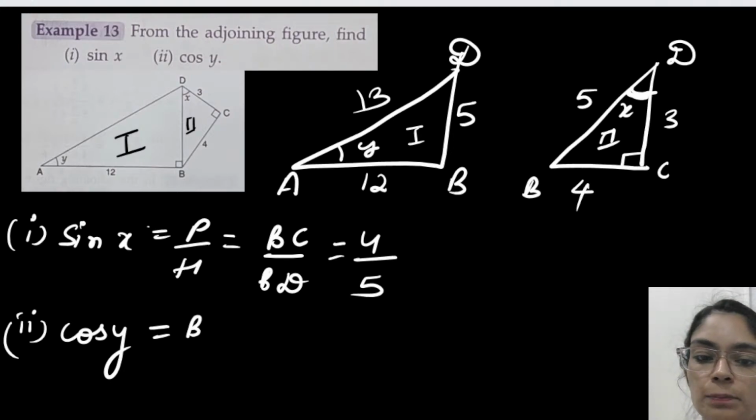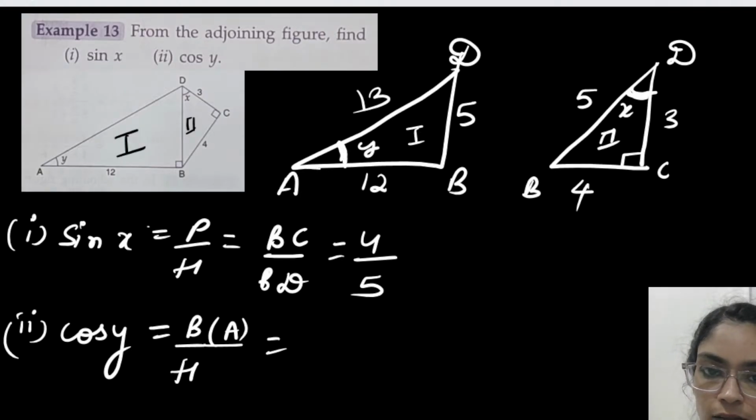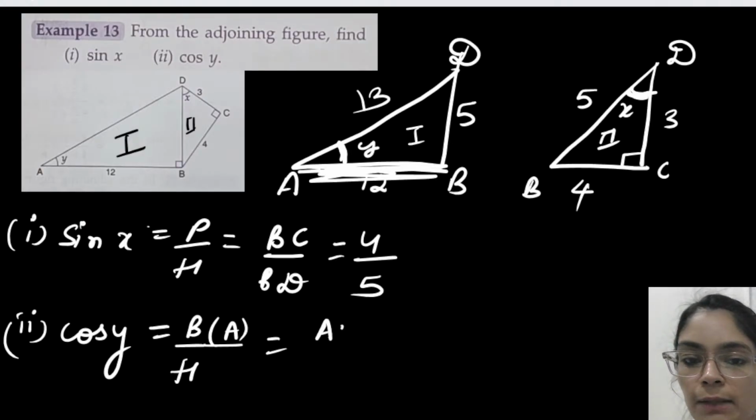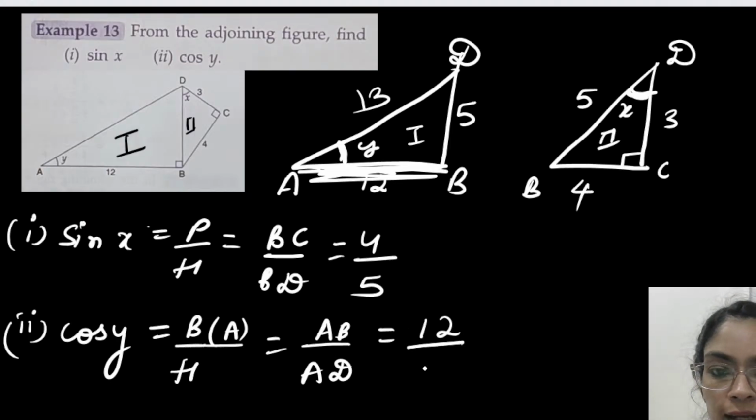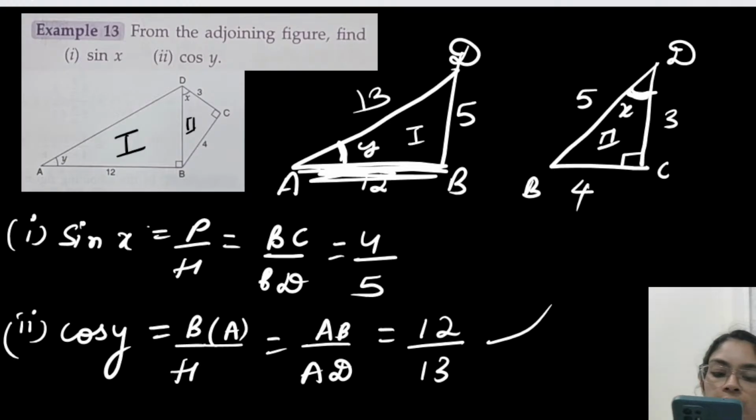Cos formula is base by hypotenuse, base is adjacent, so adjacent by hypotenuse. The adjacent side of angle y is AB, the side which is in contact with this angle. So AB by AD. AB's value is 12, AD's value is 13. Vishal, Fatah, Nikhil, Madhusudan, Praveen, Divendu have also given the answer. Very good. So we have completed this question. Adarsh has also given the answer.